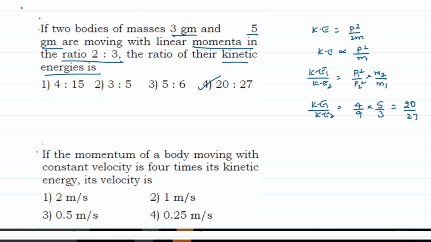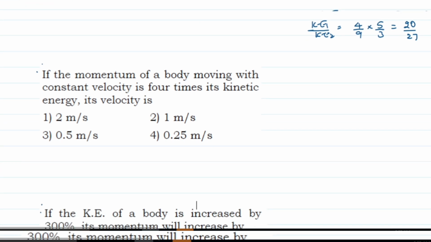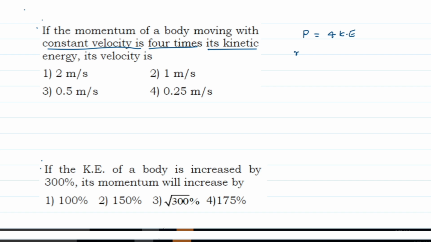20:27. Let us see the next question. If the momentum of a body moving with constant velocity is 4 times its kinetic energy. So here, first you have to take the momentum of the given body as 4 times its kinetic energy. The momentum formula is mv, mass into velocity, equals 4 times kinetic energy, half into m into v square. Here m gets cancelled, and here v gets cancelled.